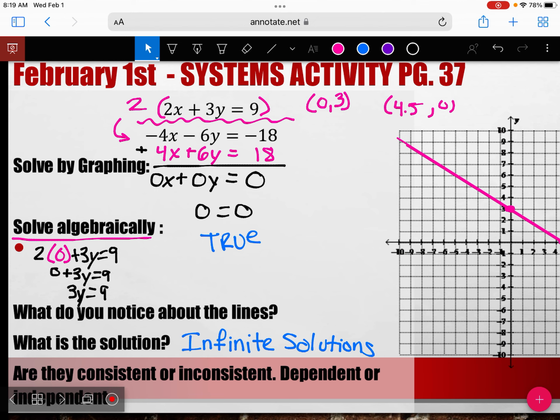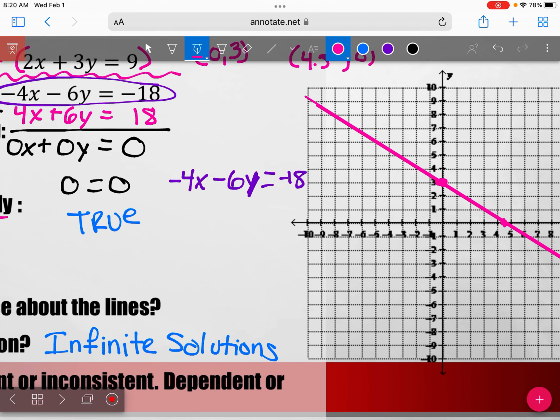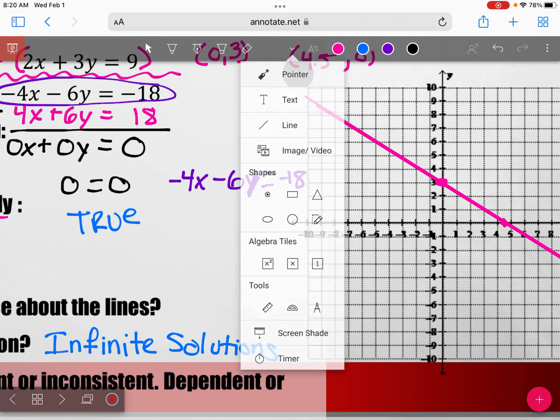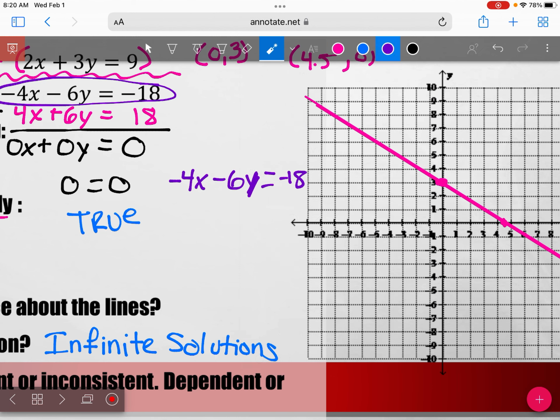We're going to do the same thing for the bottom one, or we can put it in slope-intercept form. Let's do that because that's good practice for us. Let's take this bottom one and put it in slope-intercept form, because that's something we're a little bit more familiar with, but it's still good for us to practice. If I have minus 4x minus 6y equals negative 18, what do I do to get this in slope-intercept form? I'm going to work this down here.